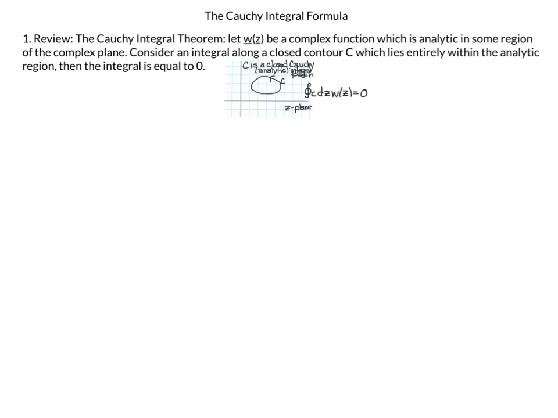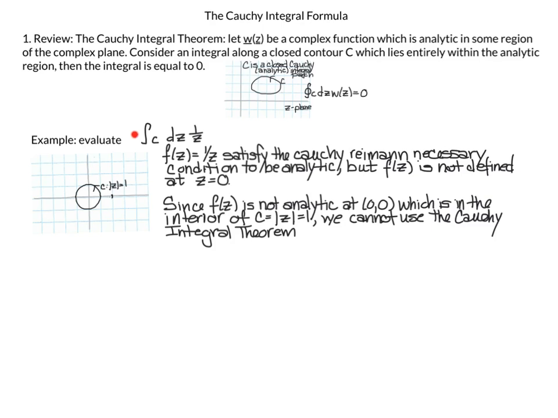So the Cauchy integral theorem said if we have a complex function w, it takes a complex number and produces a complex number. And if it's analytic in some region of the complex plane, when we consider an integral along a closed contour C, and the important thing is that the contour is closed, which lies entirely within the analytic region. That's the second thing. It's closed and it lies entirely in the analytic region. Then the integral over the closed contour C of w of z is equal to 0.